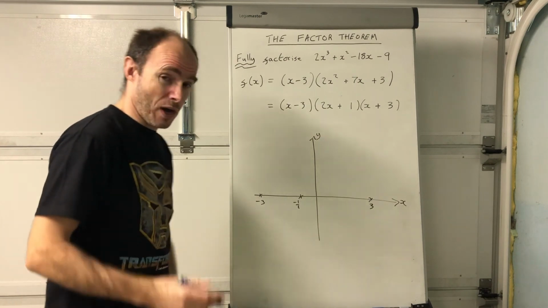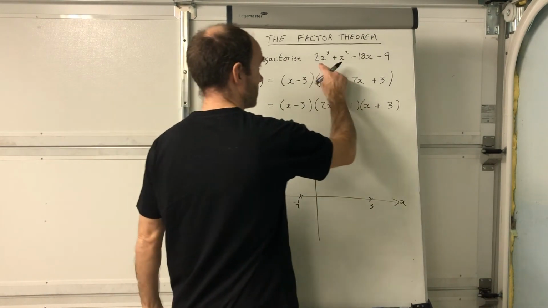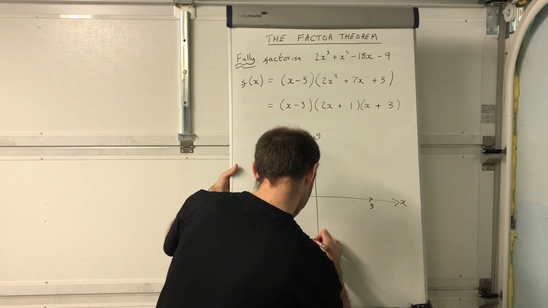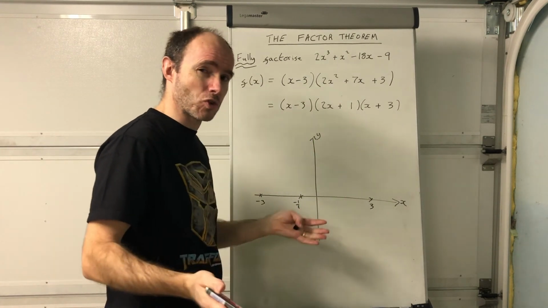Y-intercept is something we look for next. So from the original, y-intercept is negative 9. So I'm just going to put it down by there. Then we just join them together. We just join them up.